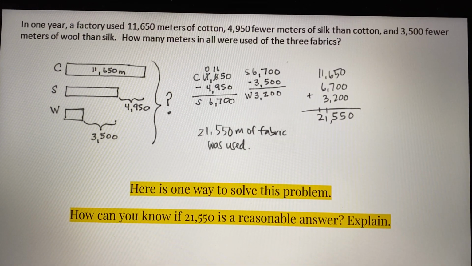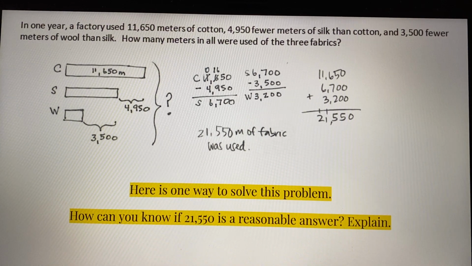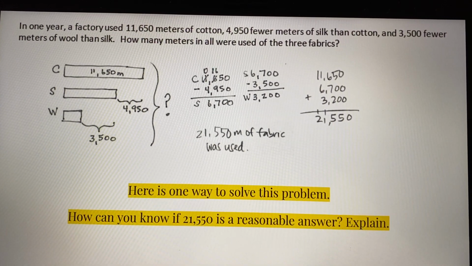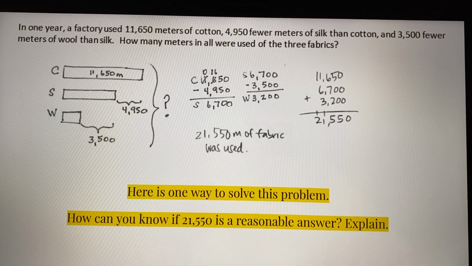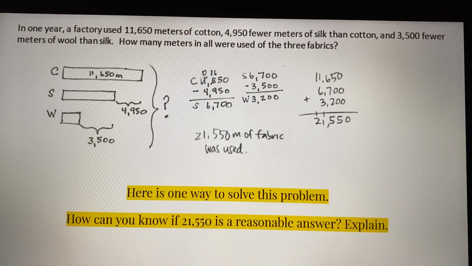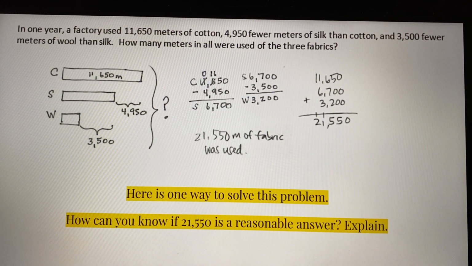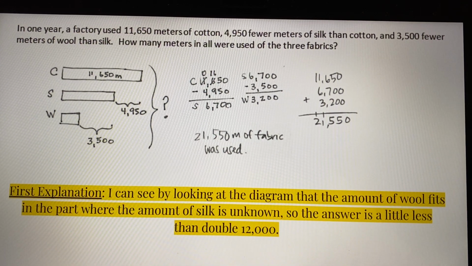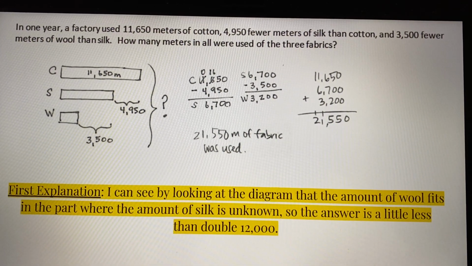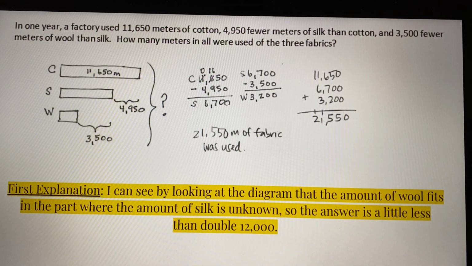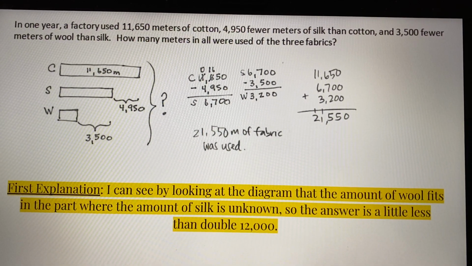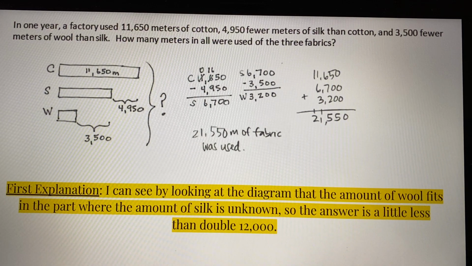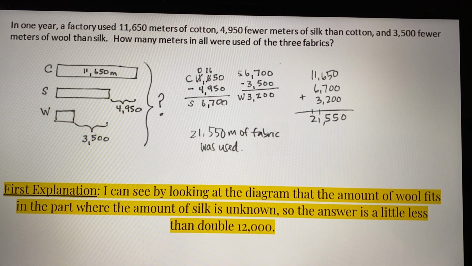How can you know if 21,550 is a reasonable answer? Explain. And there's a lot of different ways. So first one, I can see by looking at the diagram that the amount of wool fits in the part where the amount of silk is unknown. So the answer is a little less than double 12,000.